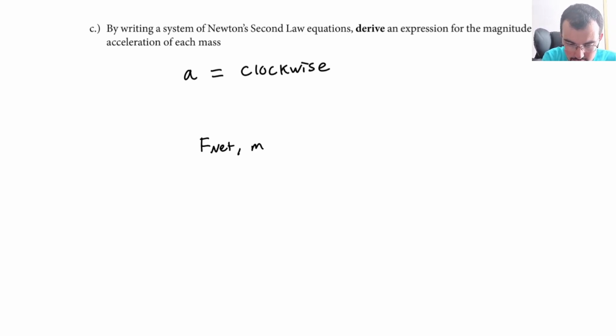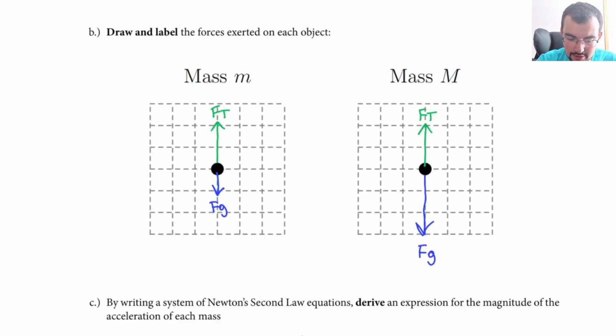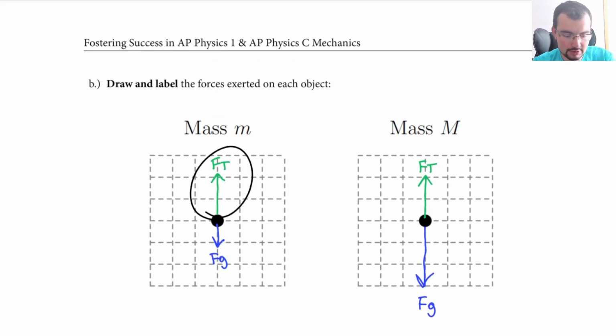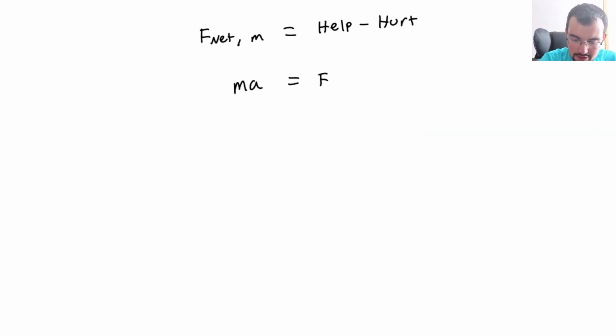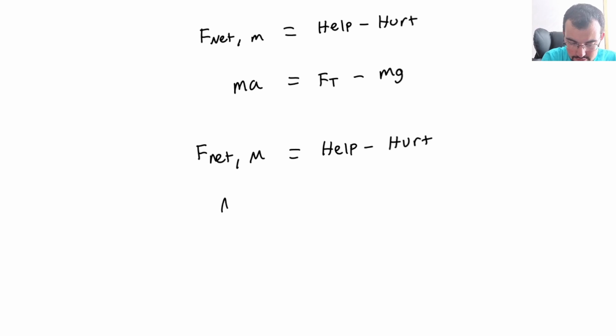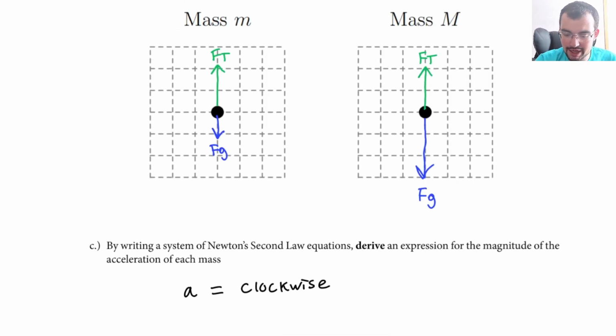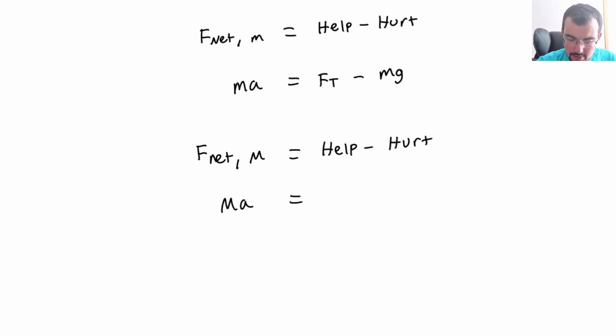So F net on the little m is going to be equal to help minus hurt. F net is ma. What is helping the little m accelerate? The tension force. Is it helping it go clockwise? What is hurting it? Its weight mg. Then similarly, F net on the big M is going to be help minus hurt, MA with the big M. What is helping the big M accelerate? This time it's its weight Mg. And what's hurting its acceleration? That would be the tension.